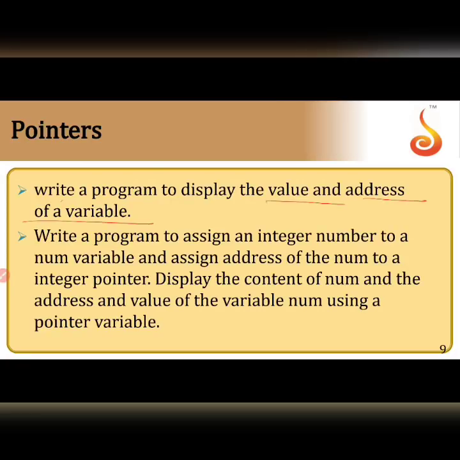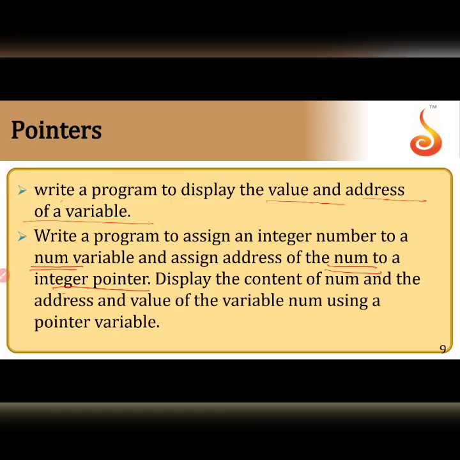Now we'll do the second program. What is that? Write a program to assign an integer number to a num variable. So the name of the variable is num and it is of type integer. The data type of num is integer and it is a variable. Assign the address of num to an integer pointer. So you need to create an integer pointer and make it point to the variable num.